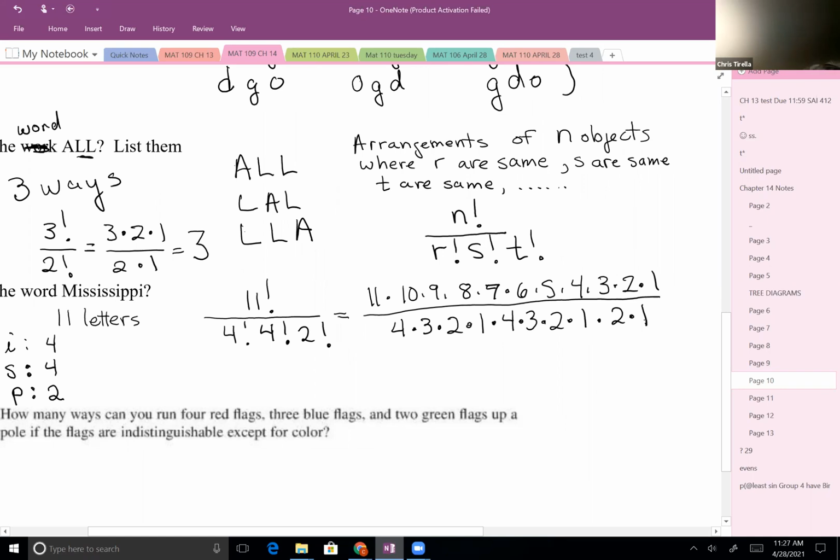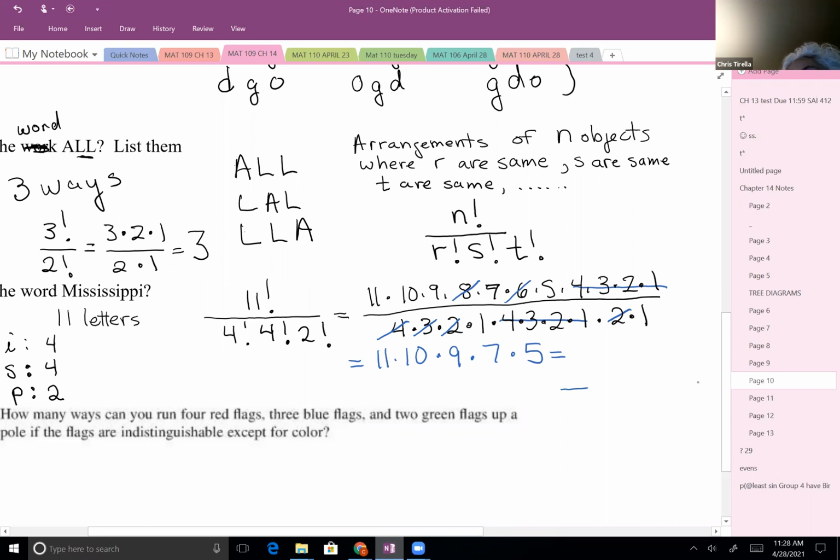When I first look at that, the arithmetic looks overwhelming. But let's notice that some of these numbers can cancel each other out. You see how 4, 3, 2, 1 would divide 4, 3, 2, 1 here. Then I could take the 4 times 2, which gives me 8. Then I could take the 3 times 2, which gives me 6. And so I'm just left with 11 times 10 times 9 times 7 times 5, which is a smaller product.